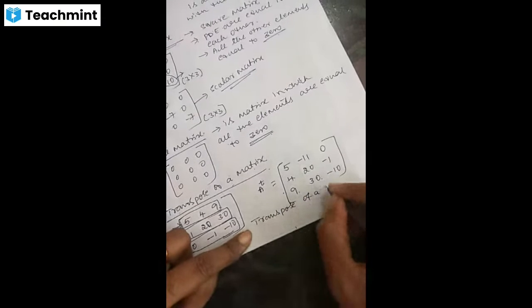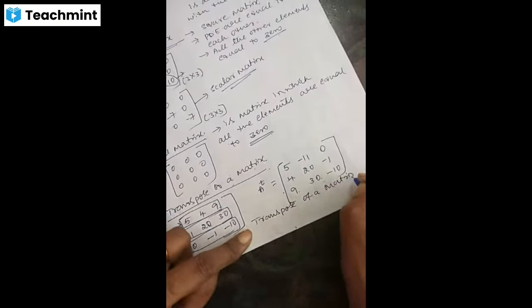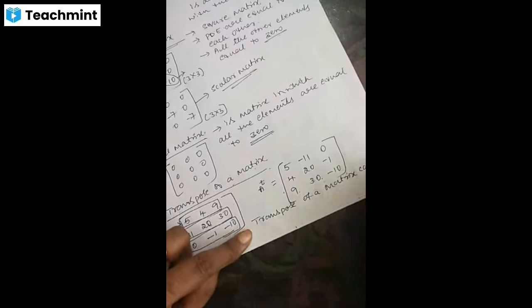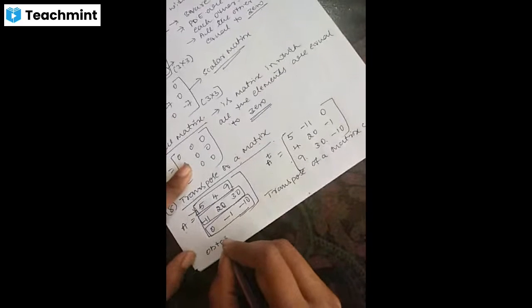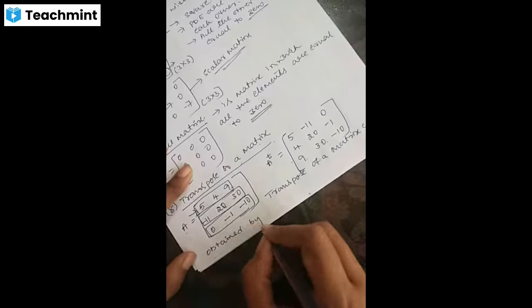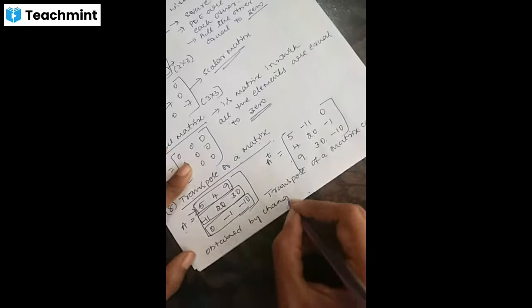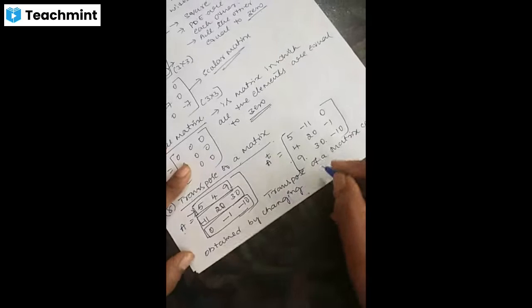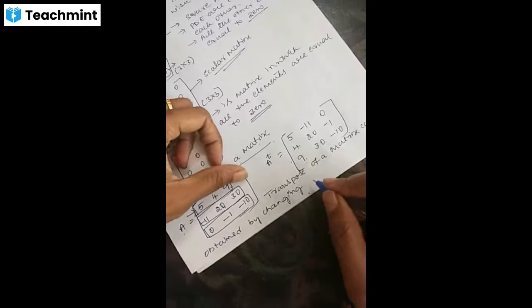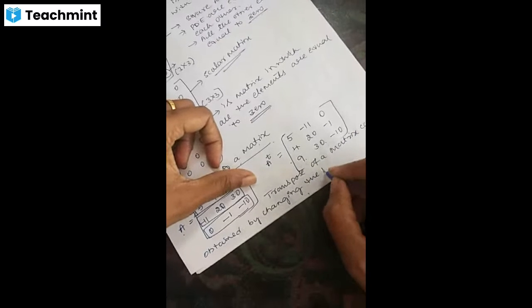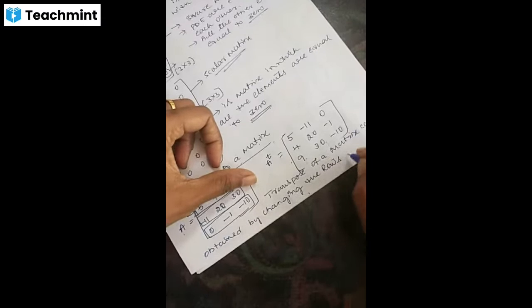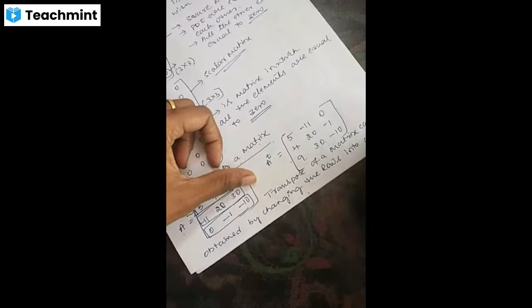Transpose of a matrix can be obtained by changing the rows into columns.